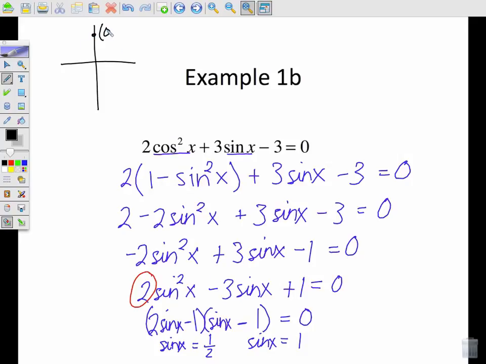Sine is the y value, so it equals 1 up here at (0, 1). Okay, so there's my angle. So we know that, I'll put my answers over here, pi over 2 is one of my solutions.